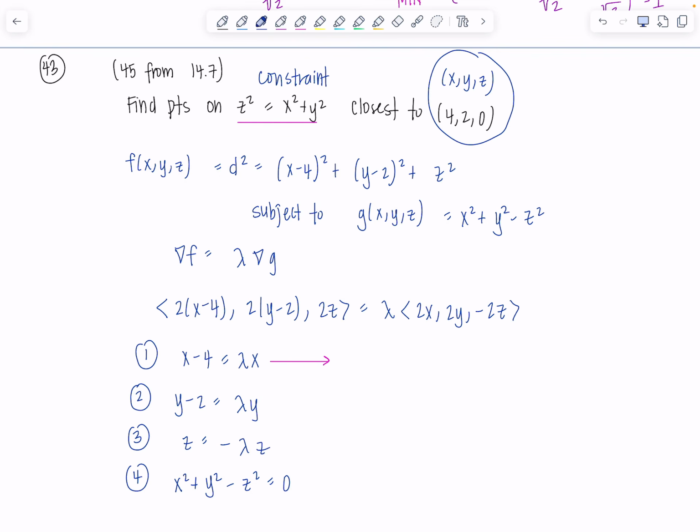So from here, if I set all the x's on the same side, I'm going to have x minus lambda x is 4. I can factor out an x. x times 1 minus lambda is 4. And then, are we worried if lambda is 1? So if lambda is 1, let's see. Then z would have to be 0 if lambda is 1. But then it wouldn't be on the cone, right? Unless we're at 0, 0, 0. So I don't think we have to worry about that.